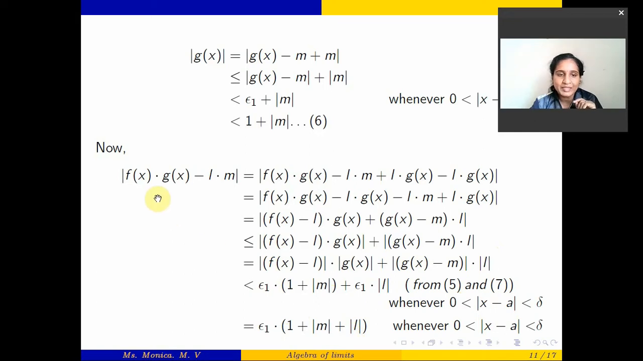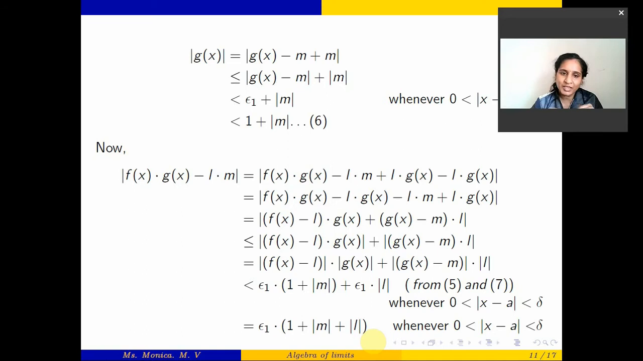So what do we have ultimately? Mod of f of x into g of x minus L into M. Here it was equal, then it became less than or equal to, then equal to, then again it is less. Which is the strict inequality I have now? It is less than epsilon 1 into 1 plus mod M plus mod L. This one more arrangement we'll have to do, because we are used to saying when x comes close to a, f of x into g of x should go close to L into M.